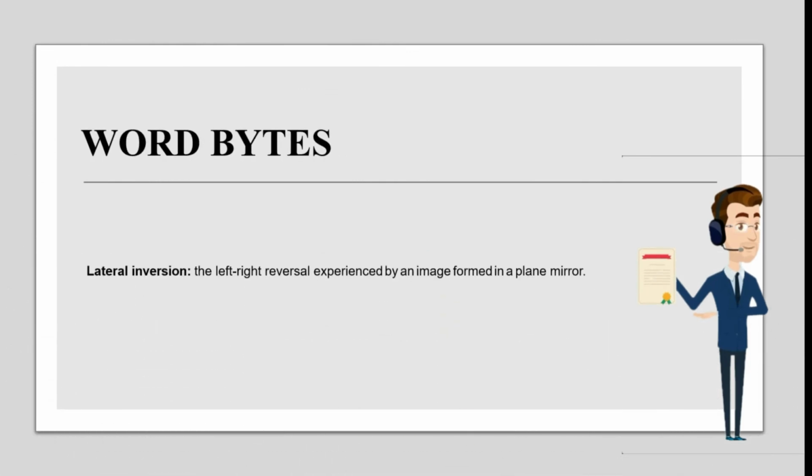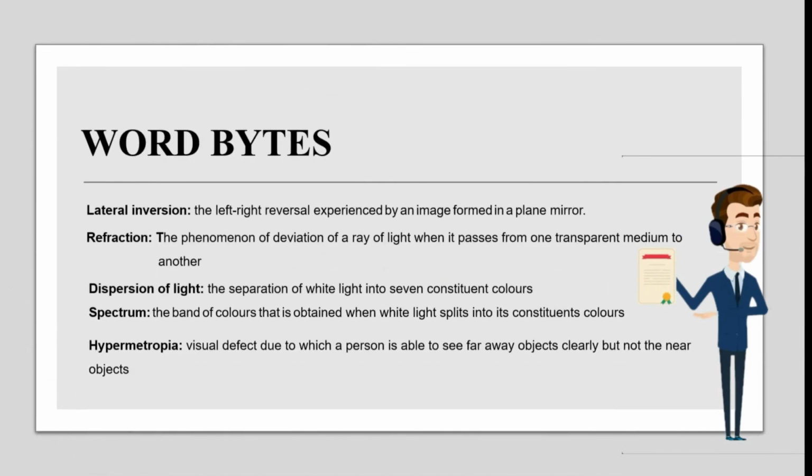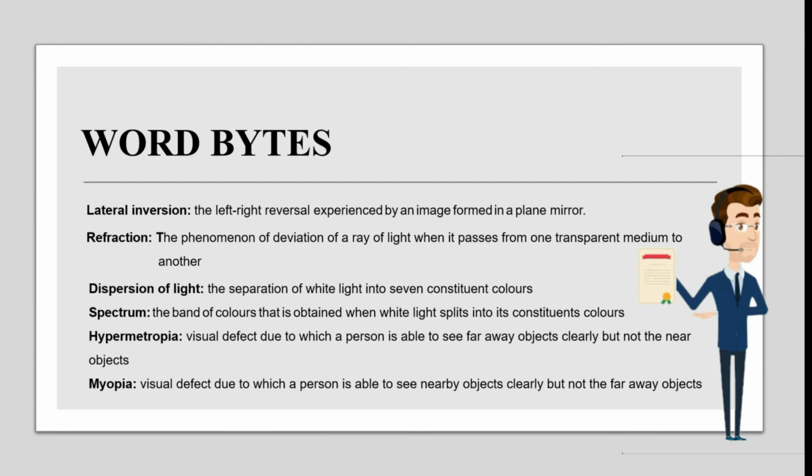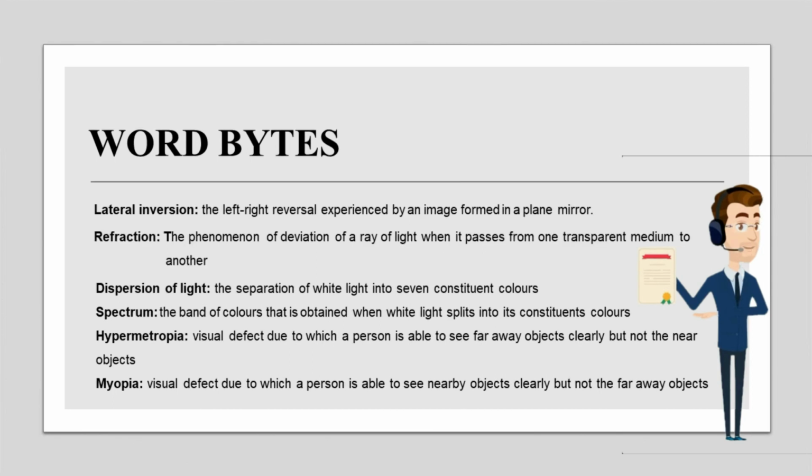Word bites. Lateral inversion, the left-right reversal experienced by an image formed in a plane mirror. Refraction, the phenomenon of deviation of a ray of light when it passes from one transparent medium to another. Dispersion of light, the separation of white light into 7 constituent colors. Spectrum, the band of colors that is obtained when white light splits into its constituent colors.